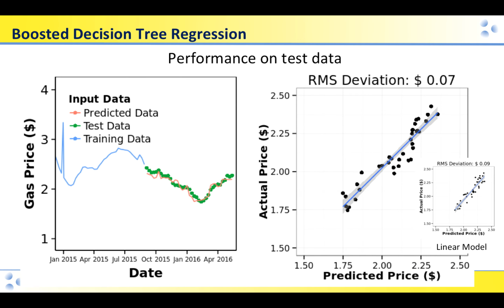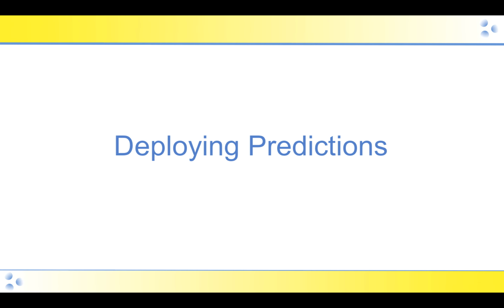When I look at the performance of the decision tree regression on the data that the machine learning algorithm hadn't seen, there's a little bit of noise in the regression, but it's doing on average a little bit better than the linear model. And so I'm going to go with this model because I have a little bit of improved performance over the linear model without that much cost in terms of computing the model itself.